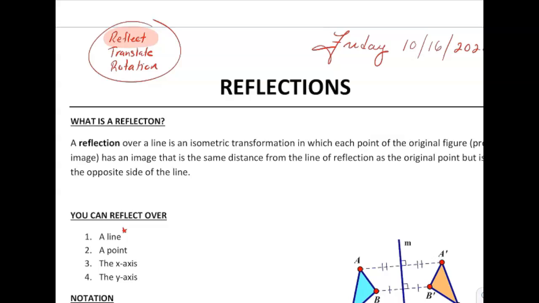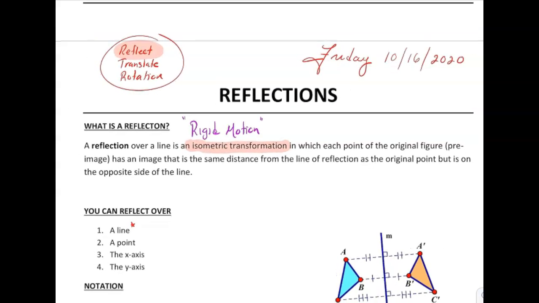And then let's look at what a reflection is. Isometric transformation. Now you remember that has a synonym to it. Another word for that is a rigid motion. They mean the same thing. Isometric transformation, rigid motion, same thing. In which each point of the original figure, the original is called the pre-image, has an image that's the same distance from the line of reflection as the original point was, but on the opposite side.